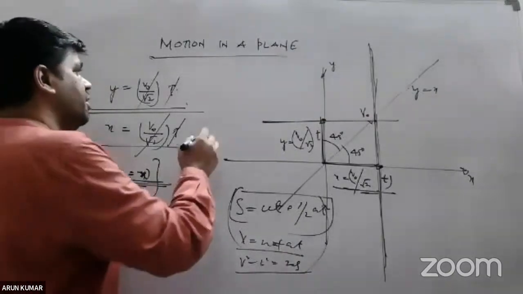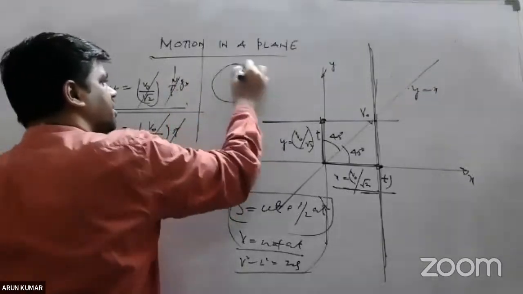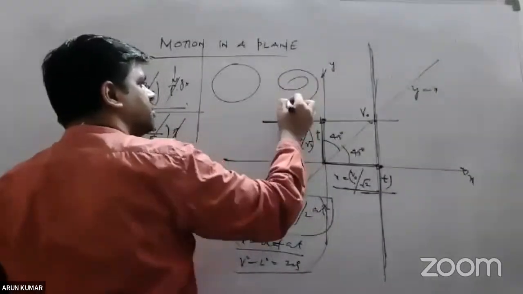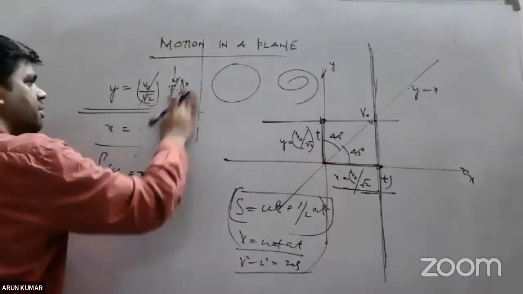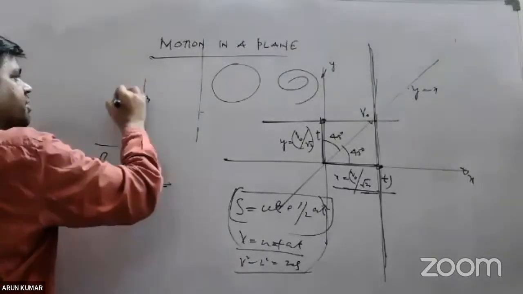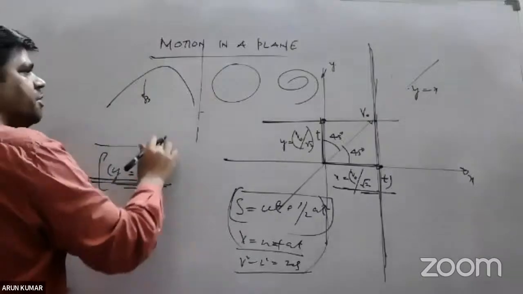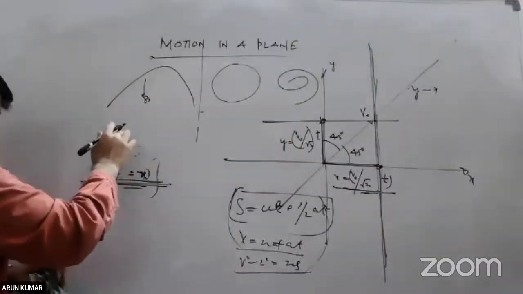So what are the 3 segments? One is under constant acceleration gx, one is circular motion, one is spiral motion. All right. So this gx motion will turn out to be a parabola. That's why I'm calling it parabolic motion, circular motion, spiral motion. I didn't derive it. We'll derive it. We have a lot of time.